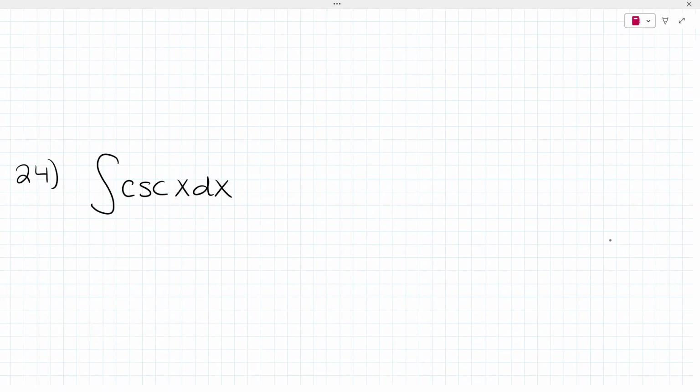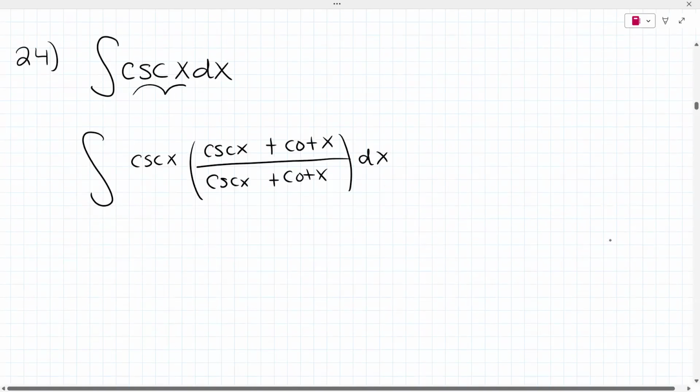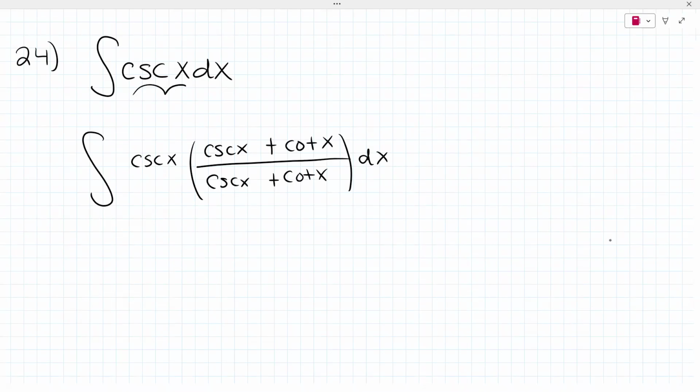So I'm going to use one of our Pythagorean identities. I'm going to multiply cosecant x by cosecant x plus cotan of x over cosecant x plus cotan of x dx. You'll see why I did that because now we'll use some kind of identity. This does not change our problem at all because cosecant x plus cotan of x divided by cosecant x plus cotan of x is just 1, right?